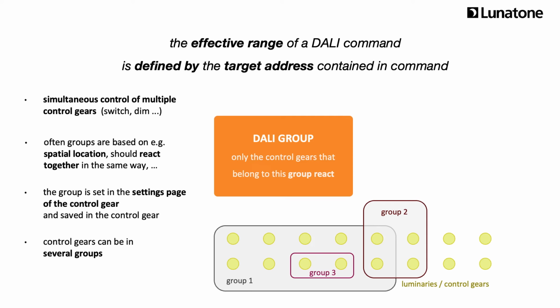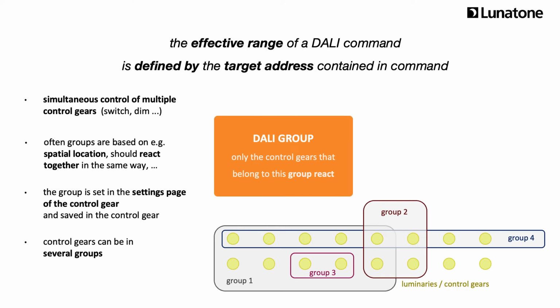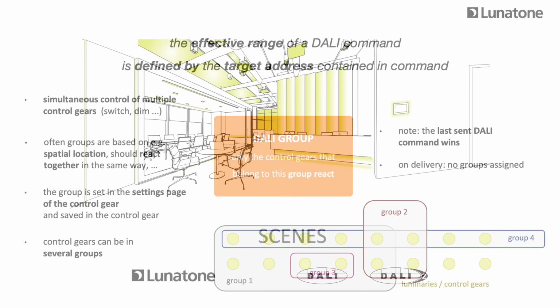For example, in an open plan office with different groups for each area, you could add an additional group that keeps the window luminaires at a low dim level after work hours till midnight. Especially in applications with overlapping groups, you should keep in mind that DALI has no priorities and that the last command always wins. Upon delivery, there are no groups assigned to the control gears. Therefore, they will not respond to any commands sent to groups.